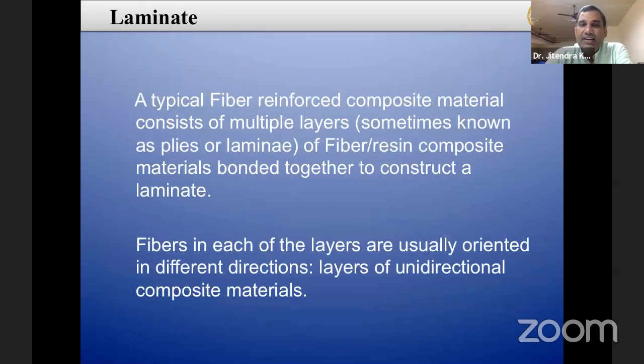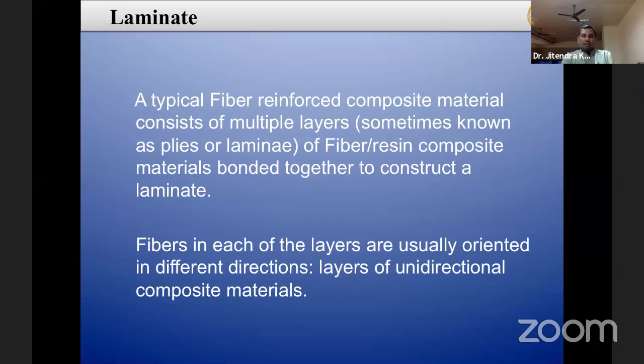A laminate is a typical fiber reinforcement composite material which consists of multiple layers. One single layer is known as a lamina, then you just stack 1, 2, 3, 4, 5 laminas. So more than 2 or 3 laminas make a laminate. Sometimes these laminates are also known as, as I told you, the piling of those particular laminas. Fiber resin composite matrix bonded together to construct a laminate, or piling of 1, 2, 3, 4 in different orientations.